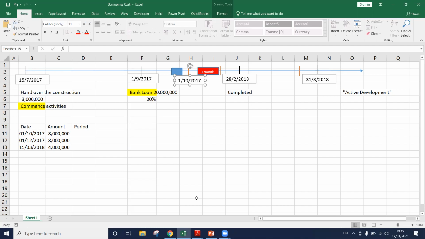For how many months? From which date to which date? From 1st of October 2017 to the date on which we completed the active development, up to 28th February 2018. So how many months are there in between? October, November, December, January, February. 5 months. But here we especially need to exclude this period.